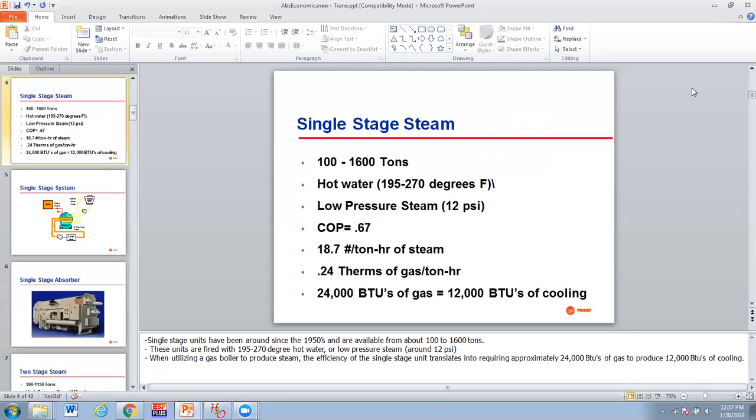Single stage steam driven, size wise, we are in the range of 1,000 to 1,600 tons. Requirement, we can do it with hot water, the lowest being about 195. They would much prefer to see up in the range of 270, or low pressure steam, about 12 psig. The COP, the coefficient of performance, is rated here at 0.67, which means that for every unit of heat input, you get about 0.67 units of cooling effect out of the machine. The steam consumption at the 12 psig steam would be 18.7 pounds of steam per ton hour produced. The direct fired unit would require 0.24 therms of gas input energy per ton hour.